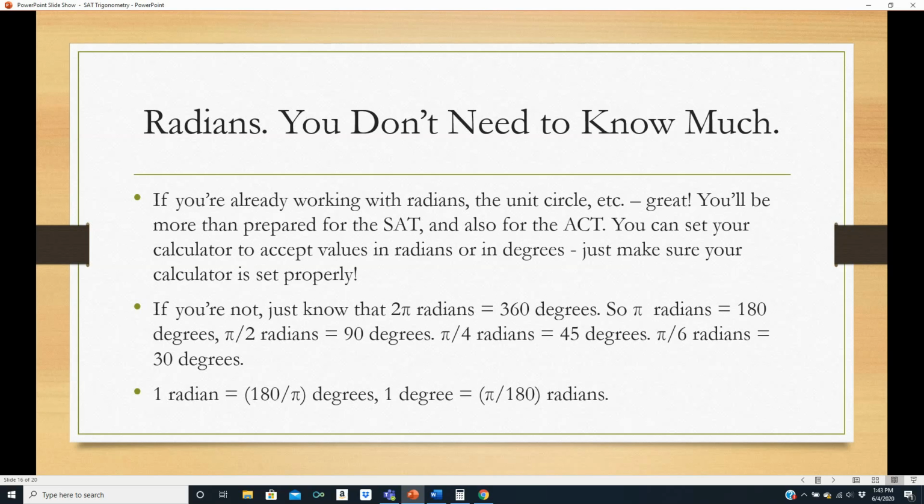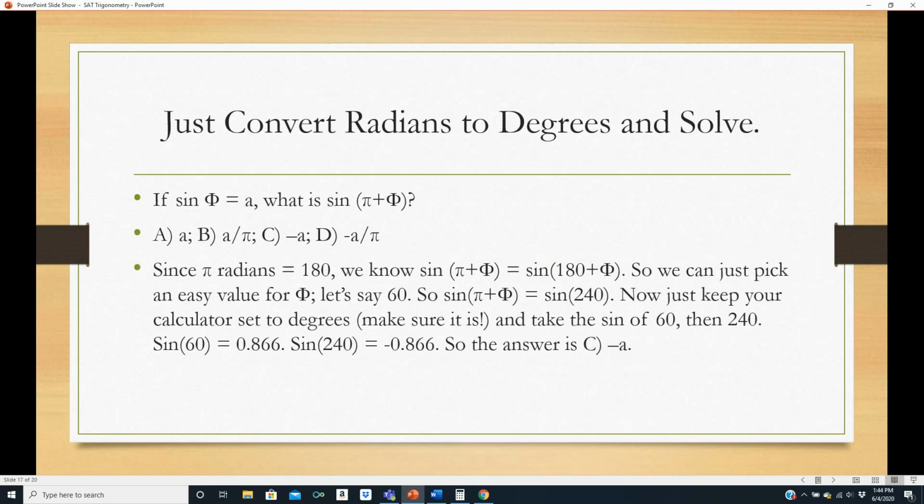If you're not familiar, just know that 2 pi radians equals 360 degrees. So pi radians is 180 degrees, pi over 2 radians is 90 degrees, pi over 4 radians is 45 degrees, and pi over 6 radians is 30 degrees. Basically, 1 radian is 180 over pi degrees, and 1 degree is pi over 180 radians. With that information, just remember 2 pi radians is 360 degrees. You should be able to figure out anything when you want to convert radians to degrees. And again, if you're not familiar working with radians, the unit circle, etc., just convert radians to degrees and solve.